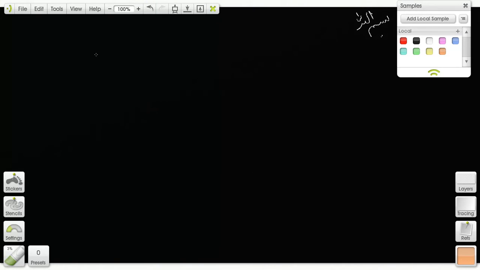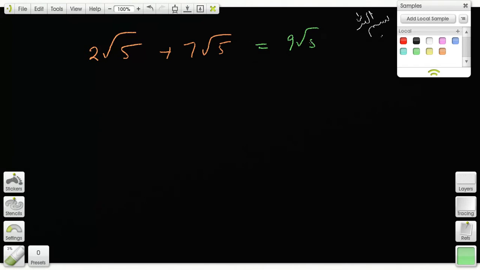So, watch this. 2 square root of 5 plus 7 square root of 5. This is 9 square root of 5. I'm going to let x equal square root of 5. Got it? Then this is like 2x plus 7x, which equals 9x. Do you understand?